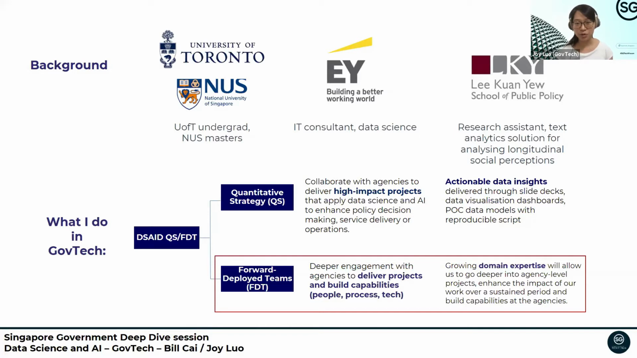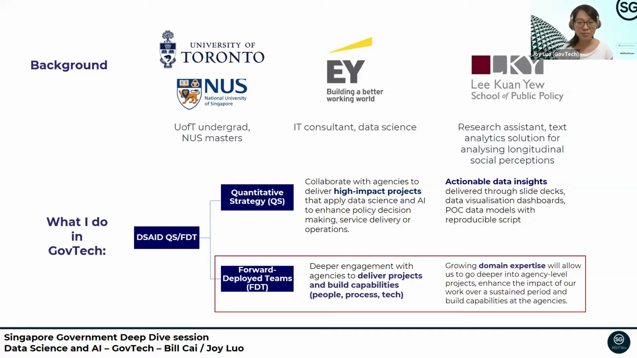And then you have the forward deployment team. This is a team that sends little squads of data scientists to be embedded within public agencies to help them build up their data science capabilities. And this is a team that I'm a part of. Currently, I am forward deployed to Enterprise Singapore, an economic agency, together with two other colleagues.